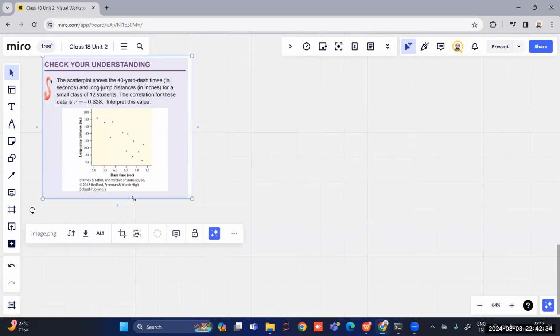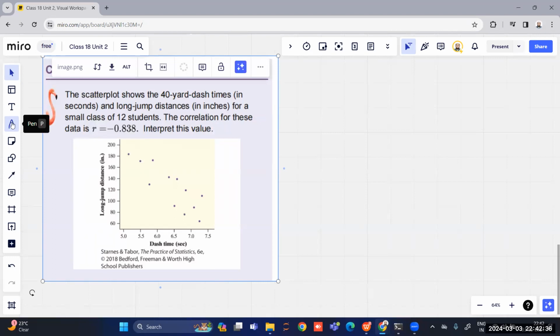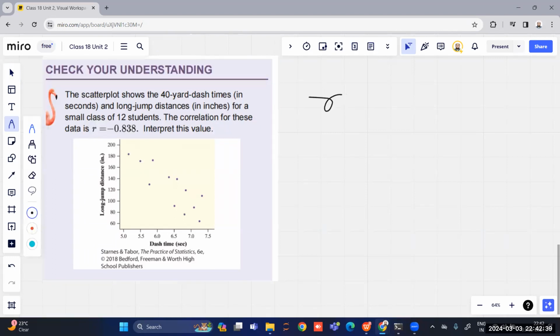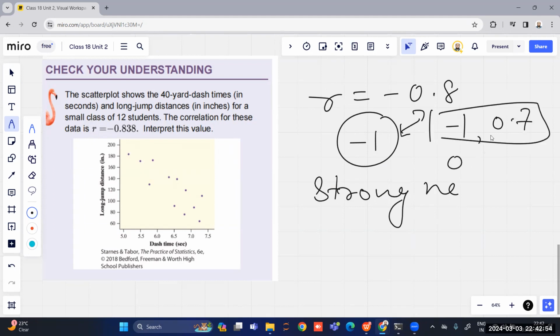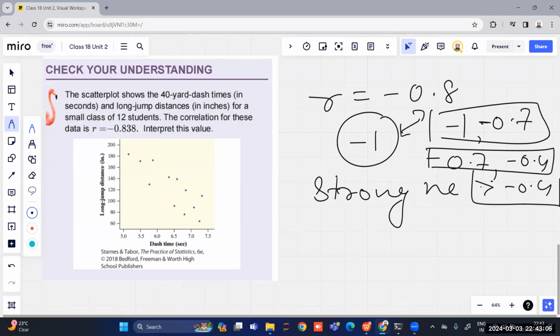Wait a minute, I'll highlight that. So here the value of R is minus 0.8. It is near about minus 1, yes or no? So it will be strong, negative. I've told you if it is between near about minus 1 to minus 0.7, then it is strong. From minus 0.7 to minus 0.4, it is moderately strong, and less than minus 0.4, then it's weak. Yes or no?